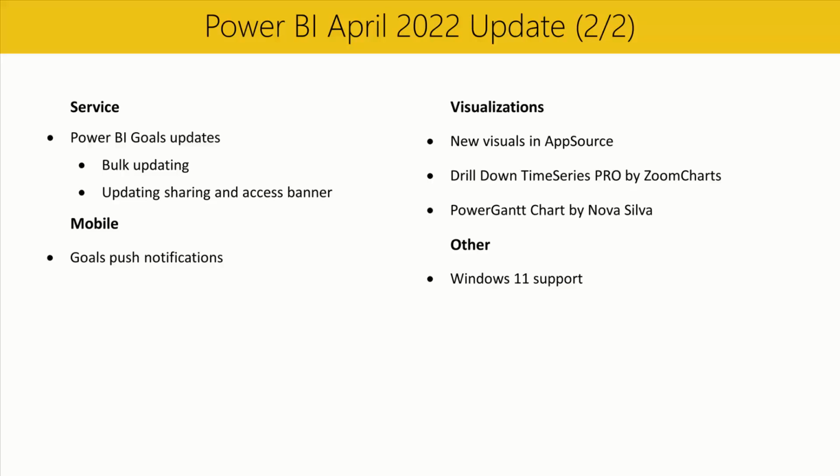Next, we have some new and updated visuals for you in the visualization section. First, the new visuals available for you on AppSource this month are the Animator for Power BI Visual by Innovista Limited and the Data Label Placement Visual by pbivizedit.com. Updated visuals include the Drill Down Time Series Pro Visual by Zoom Charts and the Power Gantt chart by Nova Silver. Lastly, we've added support for high contrast themes in Windows 11.